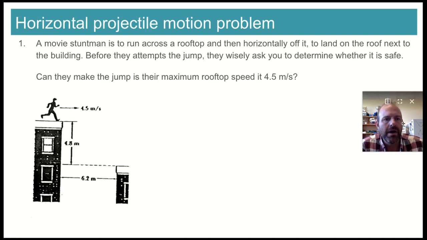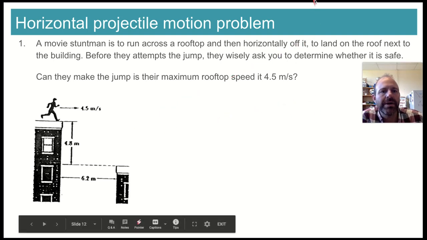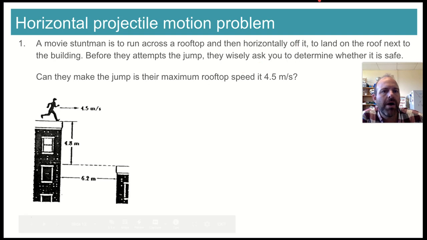For example, and this is an example that Ms. Kiltz also went through in another video. You can see her writing it out and sketching it, so you don't necessarily have to watch this part. But if a movie stuntman is to run across a rooftop, then horizontally off of it, to land on the next roof, before they attempt the jump, they wisely ask you to determine whether it's safe. Can they make this jump if their maximum rooftop speed is 4.5 meters per second? I am going to pause this recording.